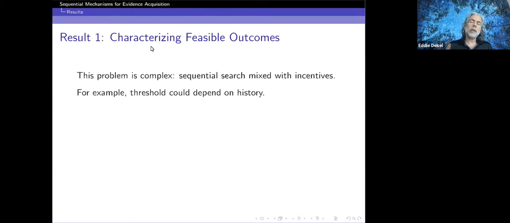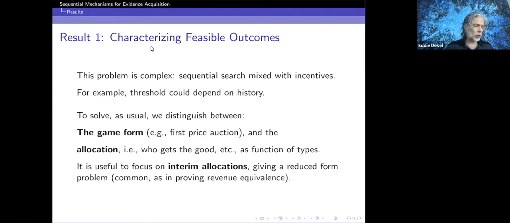Okay, so in the symmetric case, which is the one I'm going to start with, we don't have the difficult question of how do we do the search, really. We're just providing the incentives and a stopping rule. In the more complicated case, there's a question of whom do you start with and how do you decide upon that. In particular, even in the symmetric case, the threshold, which I said is constant, could depend on history. We'll see that it doesn't, but it could.